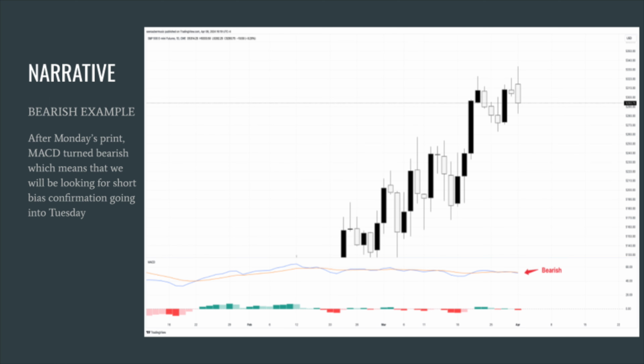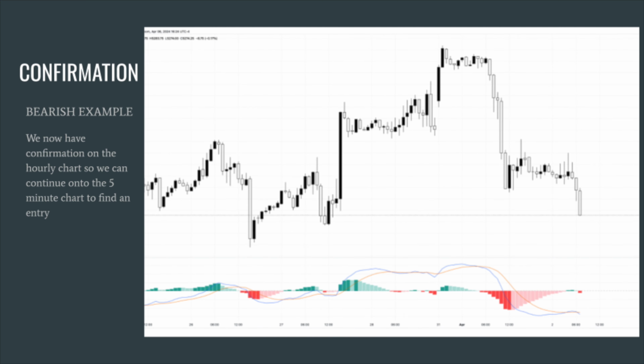Within our narrative, we have a bearish example. This is the daily chart of the S&P 500. After Monday's print, MACD turned bearish, which means that we will be looking for a short bias confirmation going into Tuesday. With our narrative defined, we can now continue to the hourly chart to see if there is confirmation. Here in the hourly chart, approaching New York Open, we have bearish confirmation. So now we can continue to the 5-minute chart to find an entry.